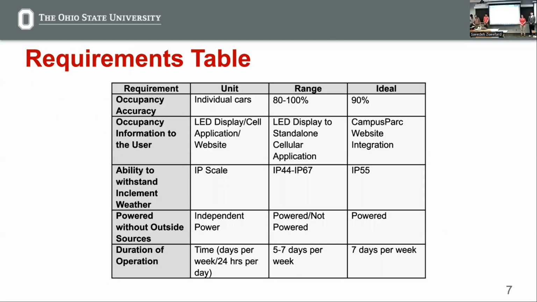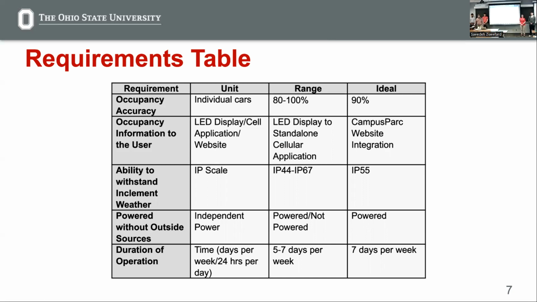Okay, from those customer needs, constraints, and other things, we devised a requirement table. First off, we want to display the occupancy accurately, and we don't want to display a false spot when there is none. So therefore, we would like to be around 90% accurate.